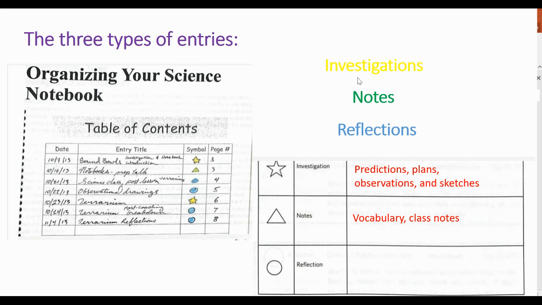And I color-coded them up here as well, okay? Investigations are going to be yellow stars. Notes are green triangles, and reflections will be blue circles. And you can color yours in on your paper after this lesson, okay? You can color those in. For reflections, those are going to be your thoughts about your learning, journaling, and I will ask you to do that. So that should be all you need to know about your science notebook setup.